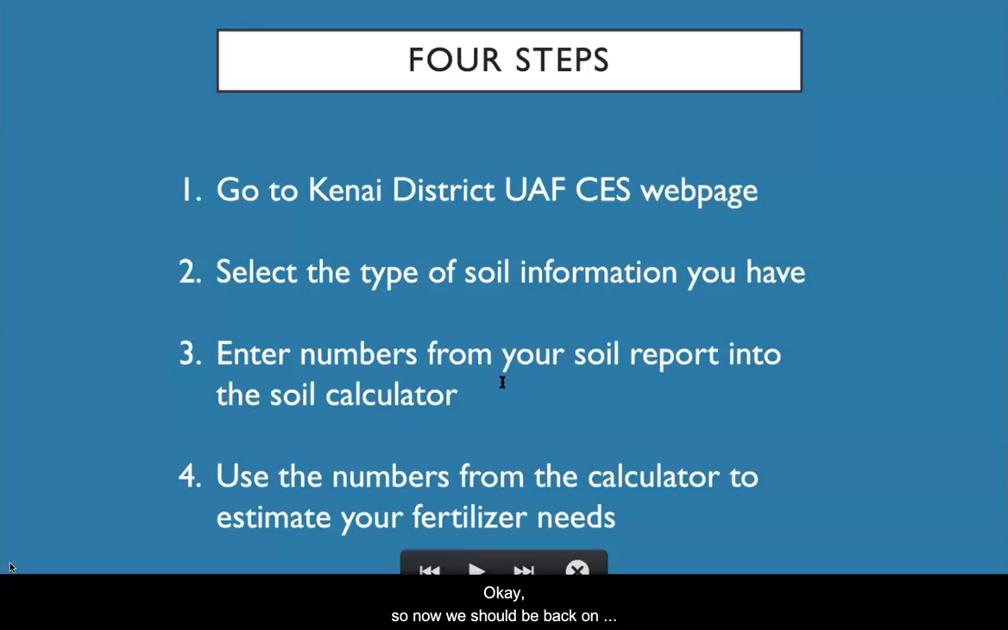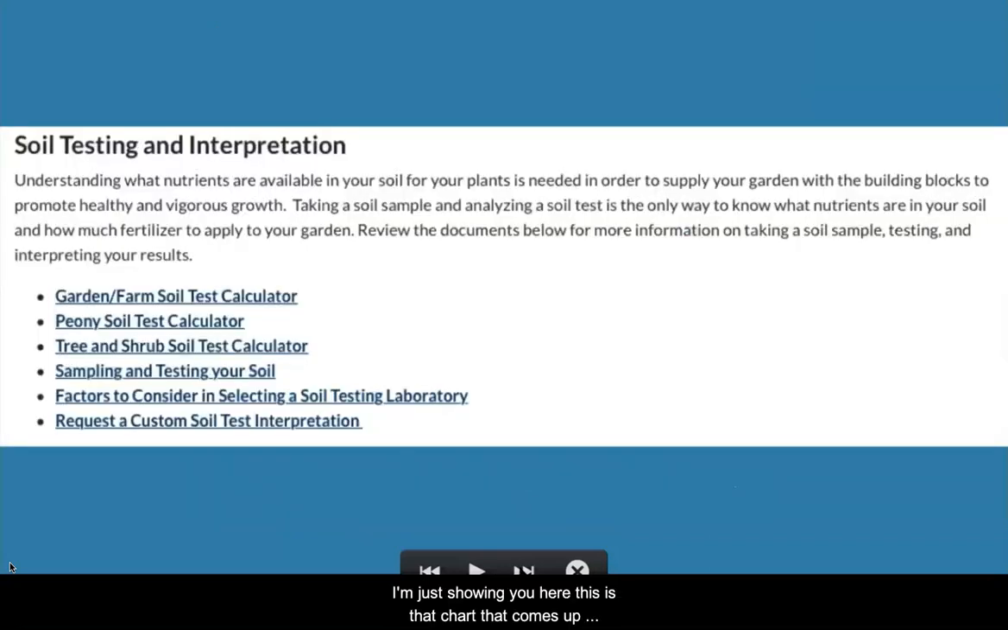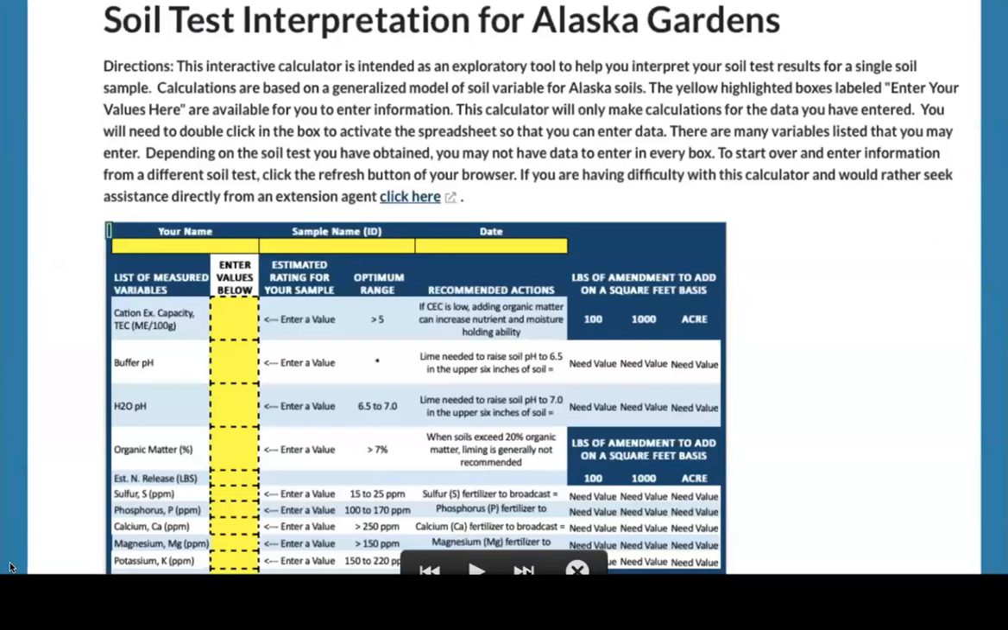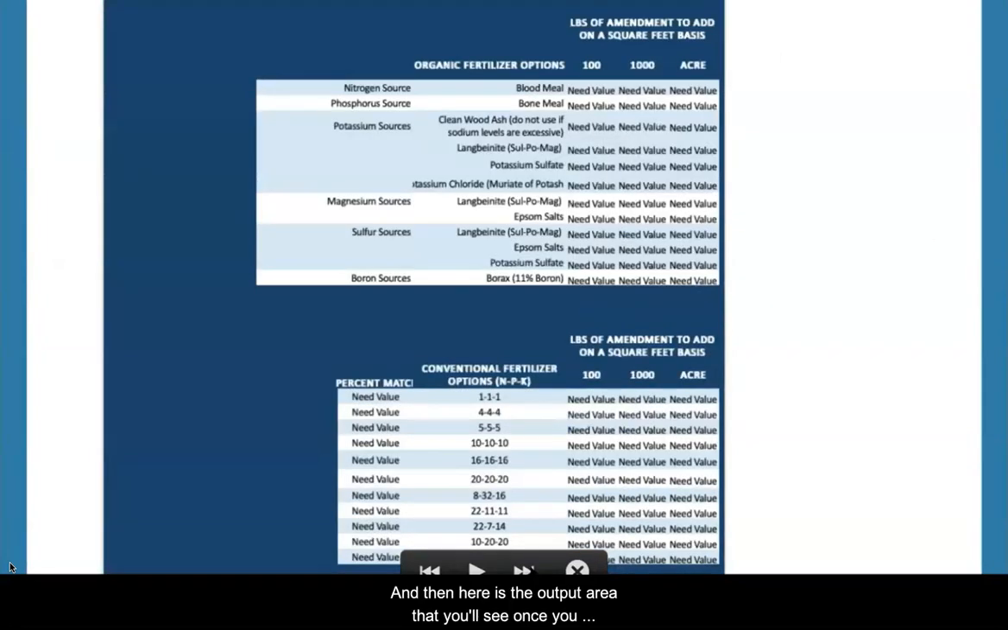Okay, so now we should be back on the presentation. Again, I'm just showing you here the chart that comes up with the different links when you go to my page. Also on here is another picture of what it looks like when you're there. And then here is the output area that you'll see once you enter in all the numbers. It gives you organic options above, with different ones you can choose from, and then below it has conventional ones that you can choose from.